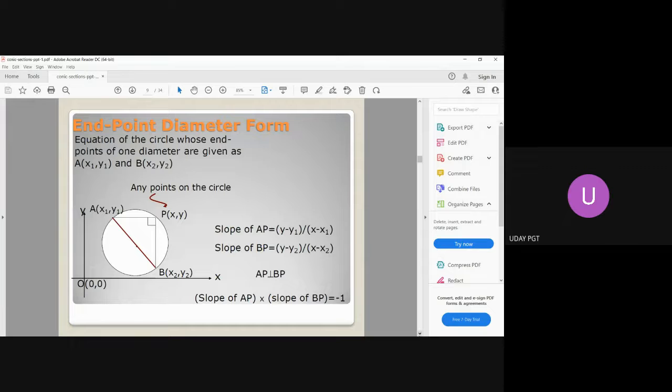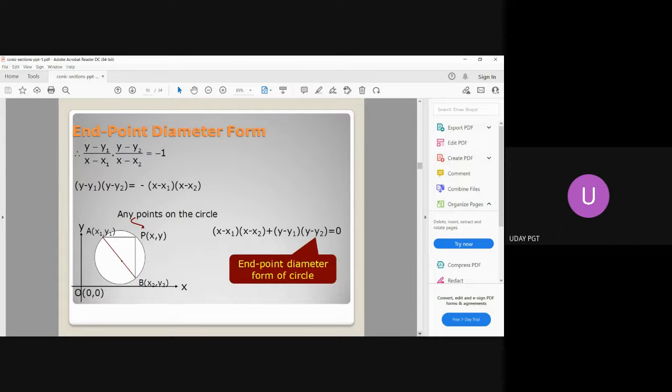And P is any point you consider on the circle, that is a general point (x, y). Then the slope of the line AP, using the formula y2 minus y1 by x2 minus x1, which you have learned in the straight line concept, is y minus y1 by x minus x1, and the slope of BP is y minus y2 by x minus x2. Both are perpendicular, so the product of the two slopes equals minus 1.